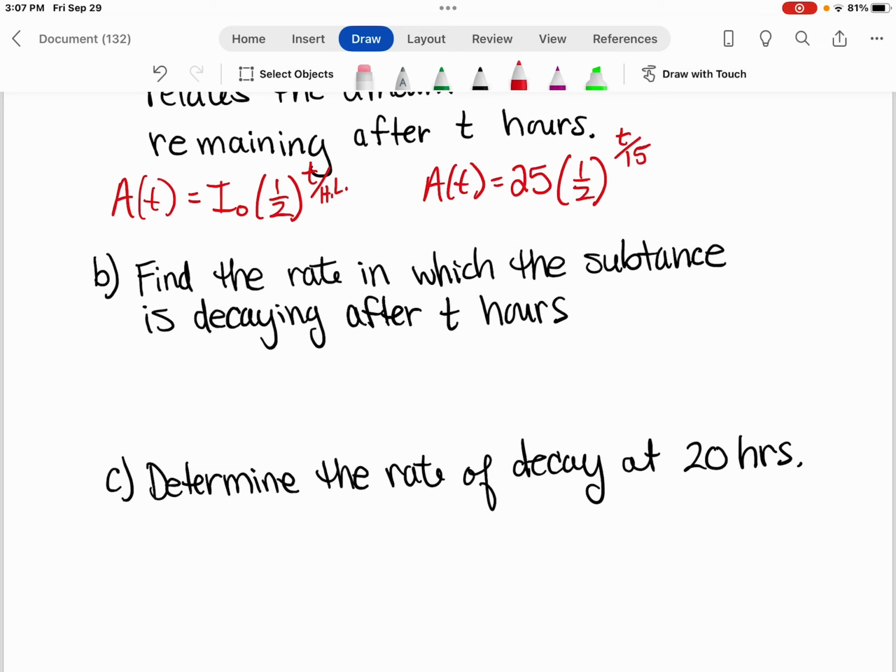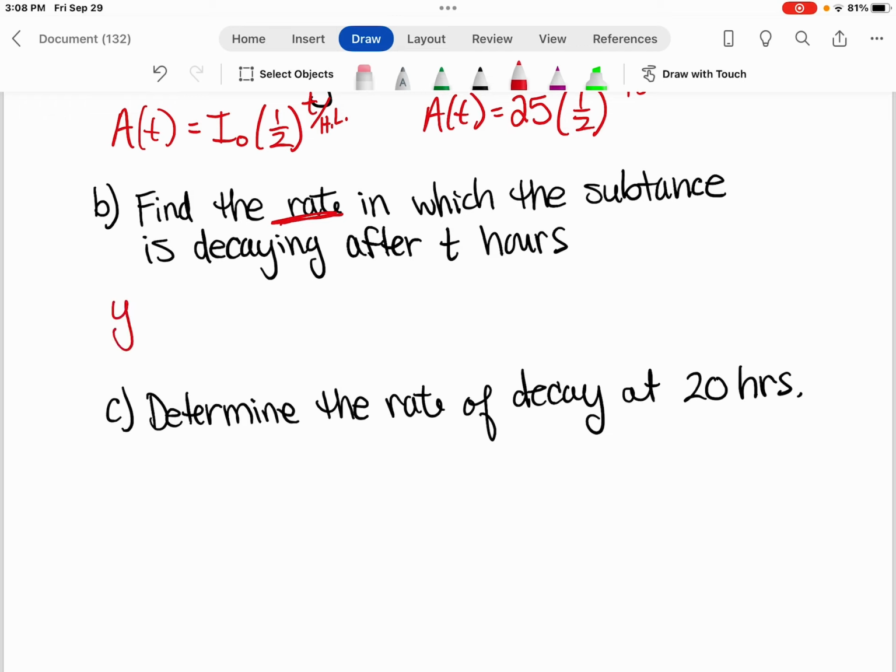So I plug in T. T is the number of hours that have passed, and then it gives me the amount that's left. Now in part B, it says find the rate at which the substance is decaying after T hours. So they're asking us for the derivative since they're asking for the rate.